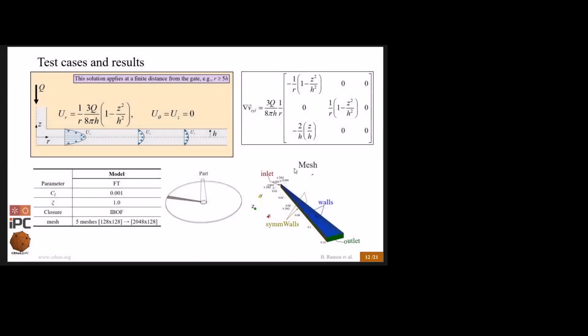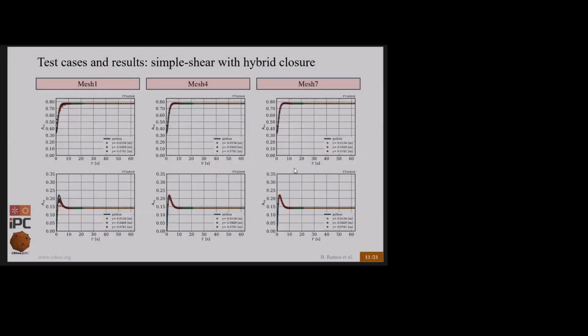A problem closer to injection molding is the center-gated disk. You have an analytical solution for the velocity field. You can impose this, choose a model, same concept of mesh refinement. What we want to see is that as we progressively refine the mesh, the results should be closer and closer to what we are obtaining from literature or from our Python utility.